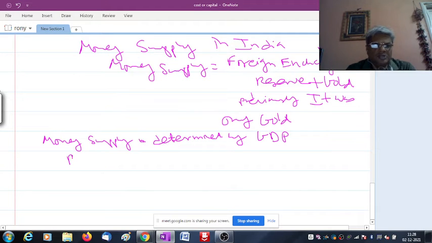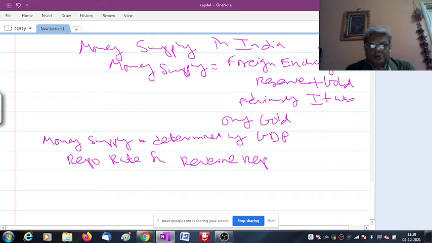Next comes repo rate and reverse repo rate. What is the difference and what does it mean?